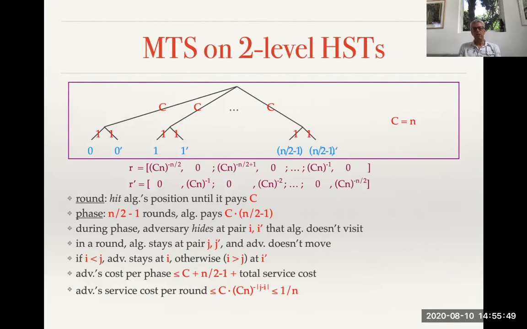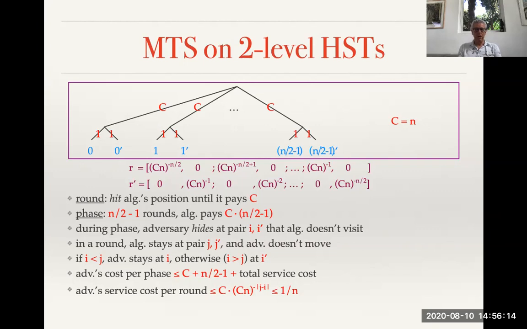Their meaning is that there exists a particular two-level HST and a particular collection of two requests for which the lower bound is going to be linear in n, in the number of points of the metric space. And here is the specific two-level HST.